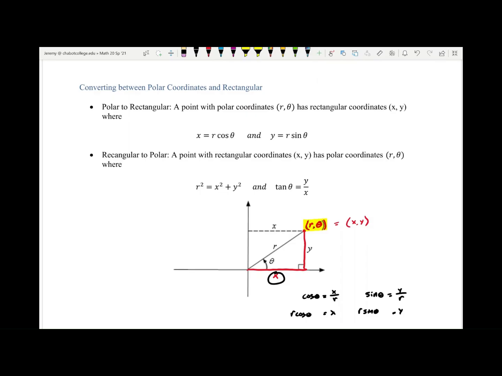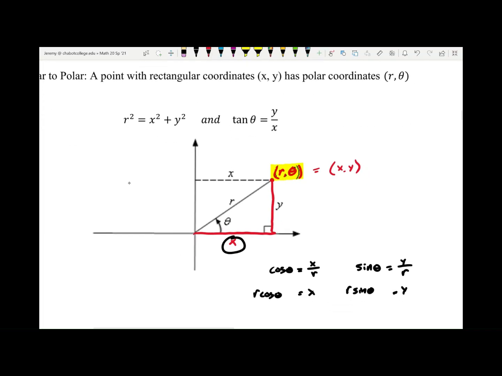So we'll use those to convert from polar to rectangular. What if we have the rectangular coordinates and we want the polar coordinates? Okay, so looking at the same picture here, let's say that I have the x and y coordinate. So I know what x is, I know what y is. So really I want to figure out what theta is, what r is.